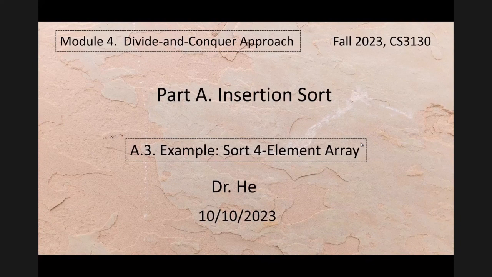8.3 example. Sort a 4-element array. Sorting a 3-element array, we did in one quiz, right? Remember, in one of the quizzes, I gave you that problem sorting a 3-element array. 3 comparisons for the worst case. Now we need to look at this question. We want to sort a 4-element array for the worst case.